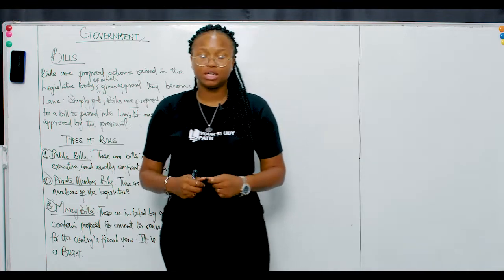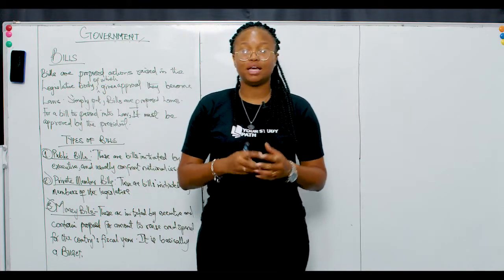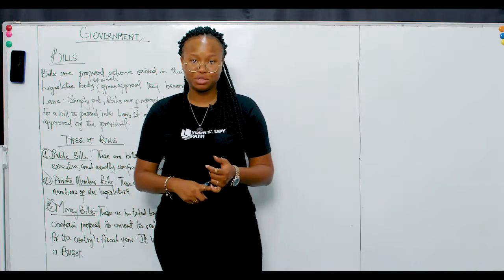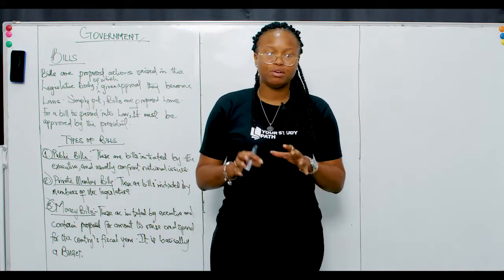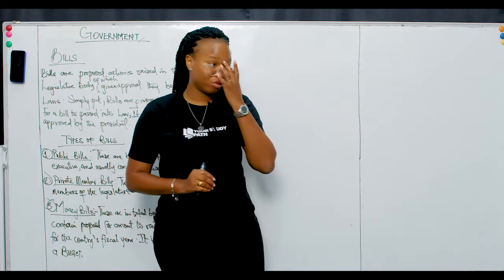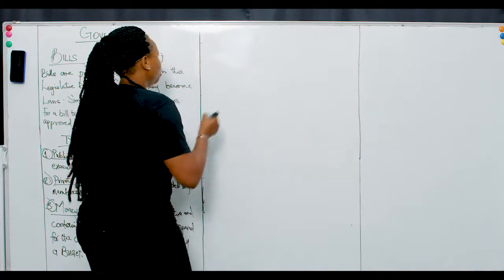After our break, we looked at the arms of government. We looked at the executive, and then we looked at the legislature. Right now, we want to look at the final arm of government, which is the judiciary.